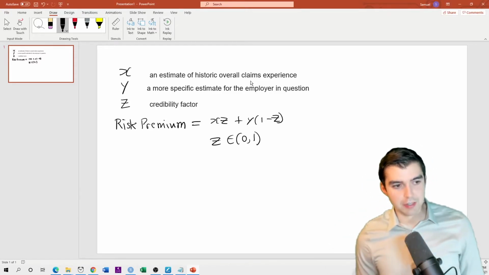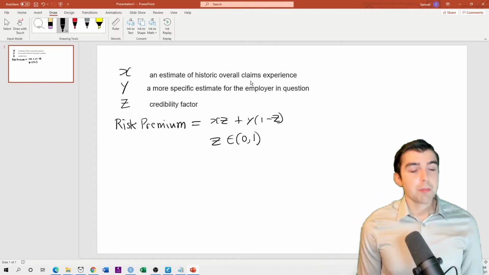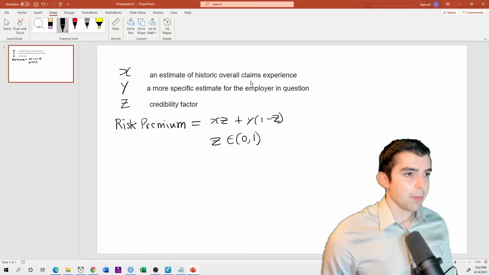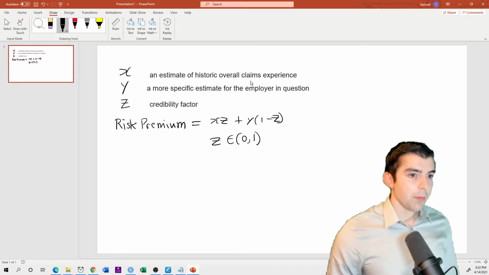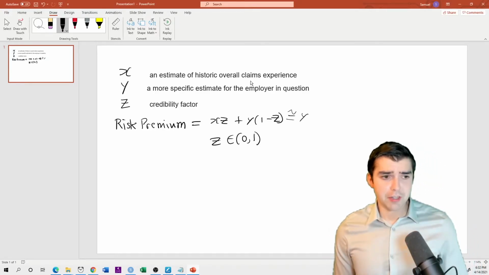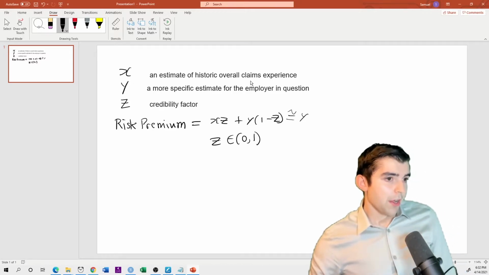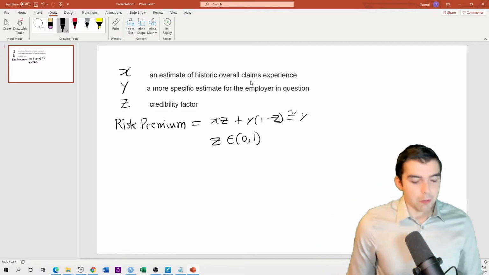So when you have a lot of data and you can really trust your historical experience, then Z becomes smaller, right? So when you have more data from this specific employer, Z becomes smaller, so this just becomes just Y. However, if you don't have a lot of data, then Z is close to 1, and so your overall risk premium is essentially the benchmark that you're working with.